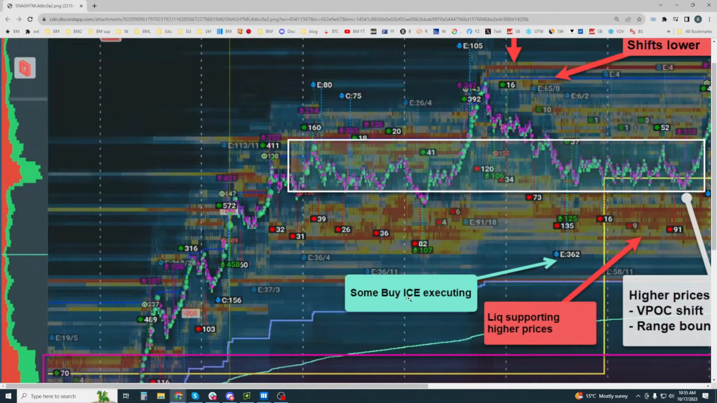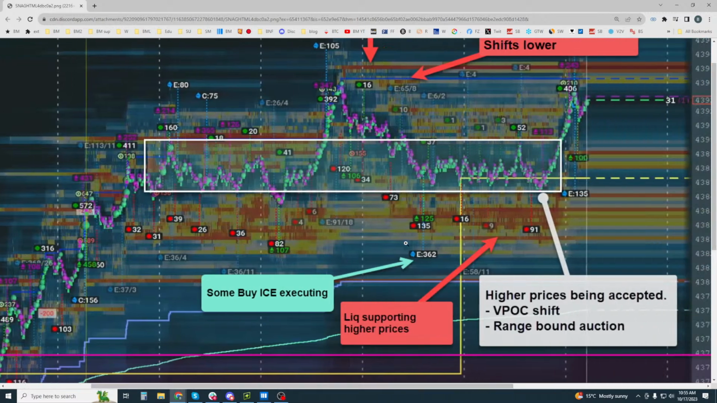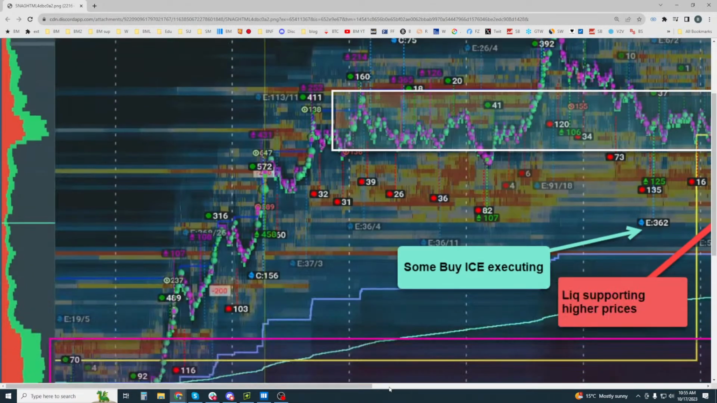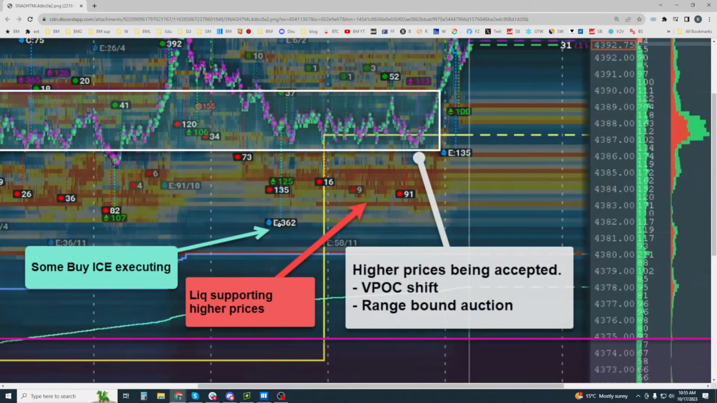Didn't matter. Buying ice. You're identifying icebergs. Again, identifying specific players in here, right? Iceberg orders are used by larger players. They don't want to put 362 contracts, which was fully executed here, fully executed, that's what the little E is right here, in the order book because they don't want to scare the market away. They want to get filled. They use an iceberg order.